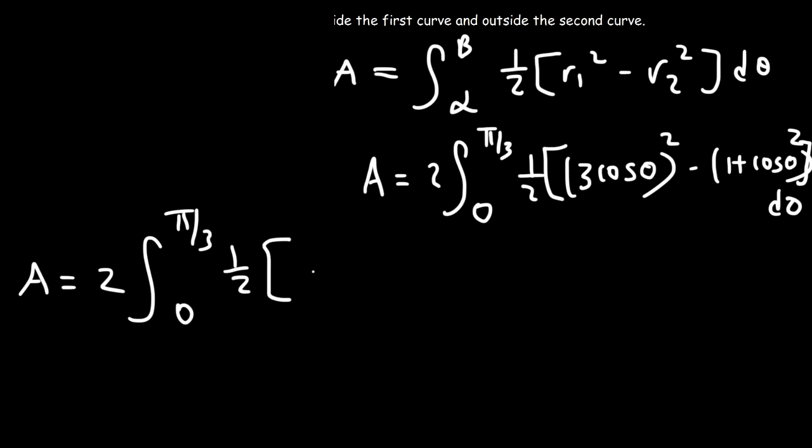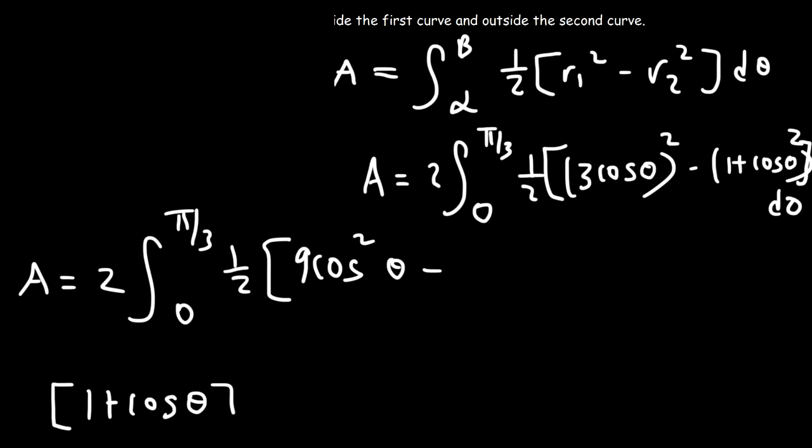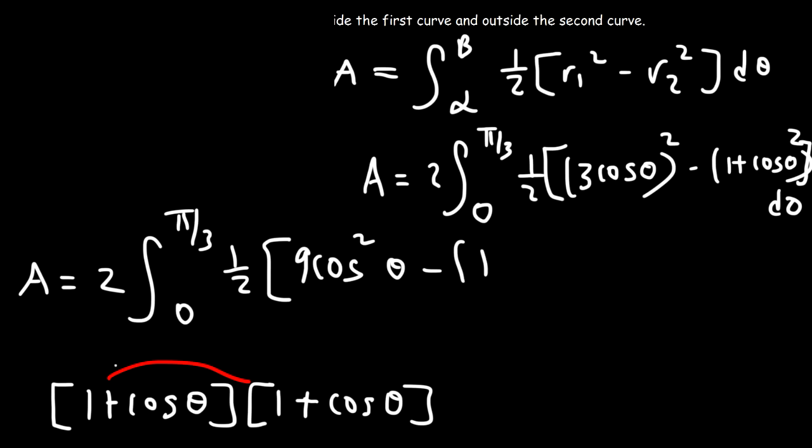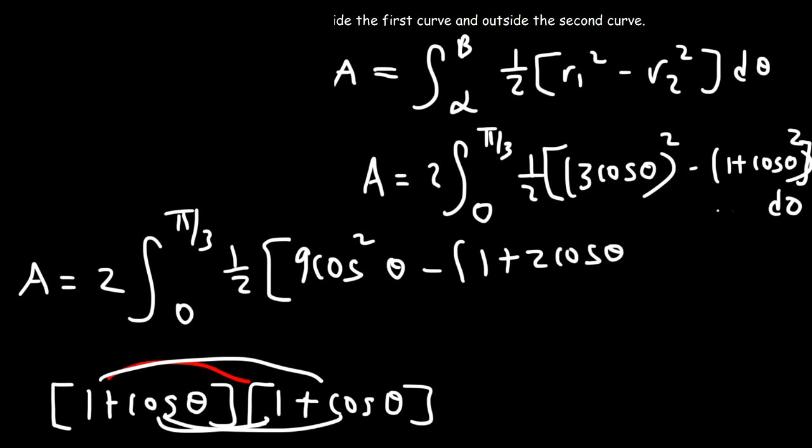Three cosine squared, that's going to become 9 cosine squared theta. Now we need to FOIL 1 plus cosine theta times another 1 plus cosine theta. So 1 times 1, that's just going to be 1. And then we have 1 times cosine, cosine times 1, so that's going to be 2 cosine theta. And finally, cosine times cosine, which is cosine squared theta.